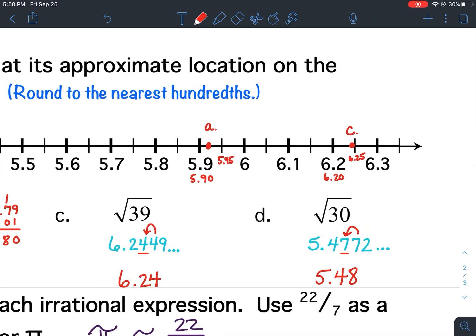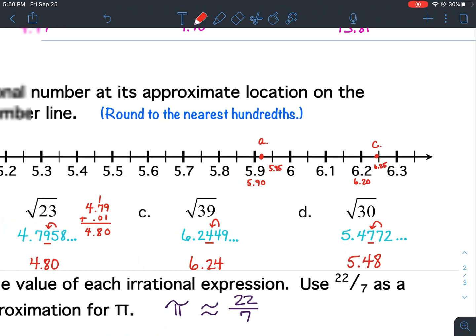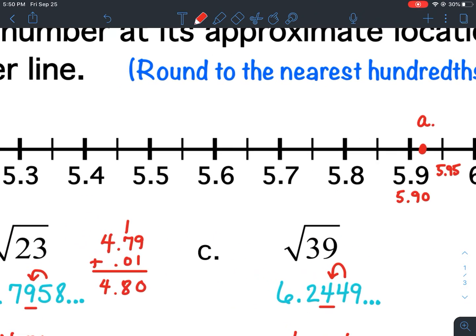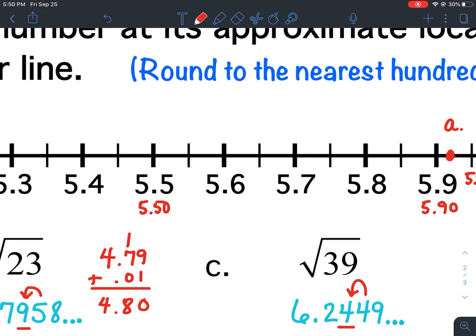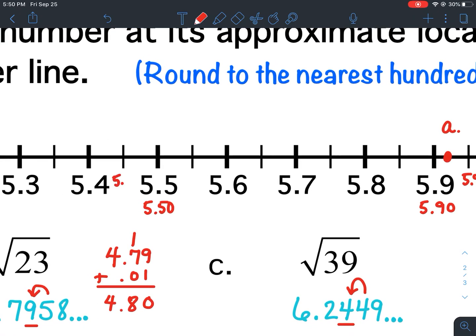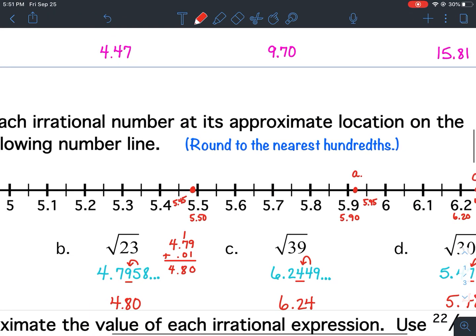Last is 5.48. So if I think of that as 48 cents, that's really close to $5.50. So $5.50 would be right here. It's really close to it, but not quite there. Here would be 5.45. So I would put that right about in here because it's closer to the 5.50 than the 5.45, but not quite touching it. And that would be D.